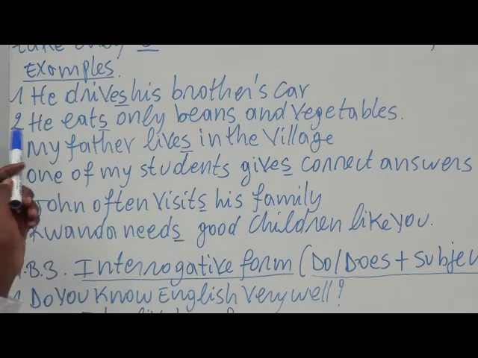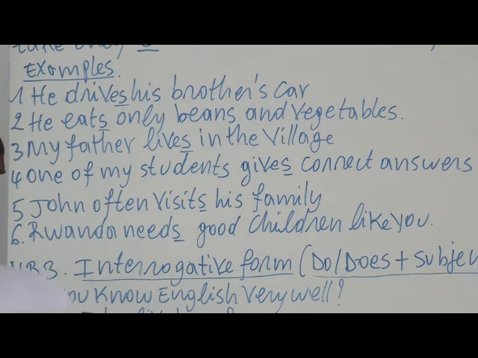Sentence number 2: He eats only beans and vegetables. I have added s on the verb eat because we have the third person of singular, he. Sentence number 3: My father lives in the village. Verb to live, I've added s because it has a subject which is in the third person of singular. My father lives in the village.